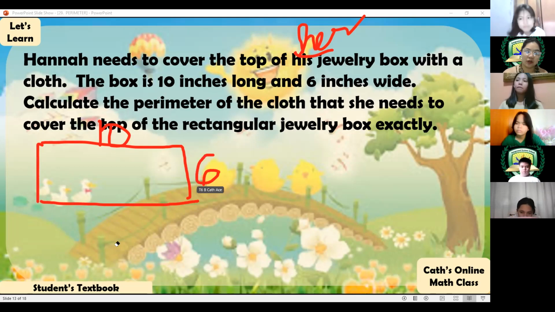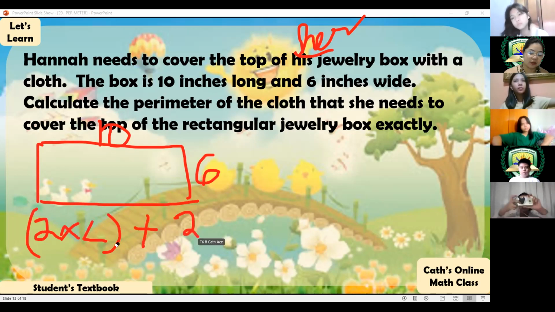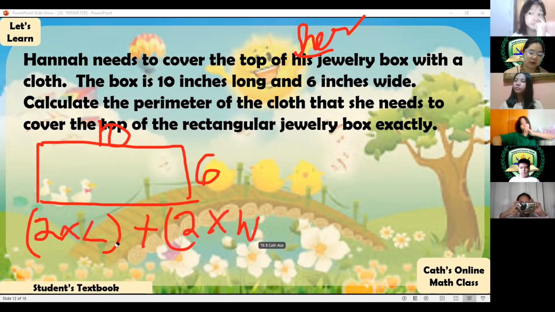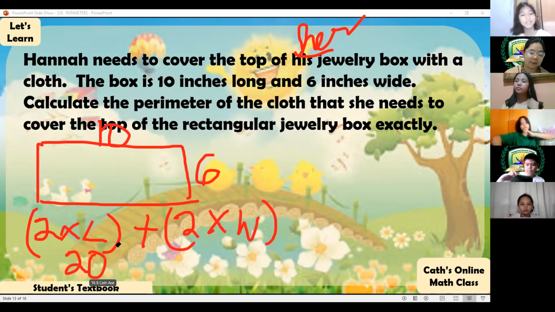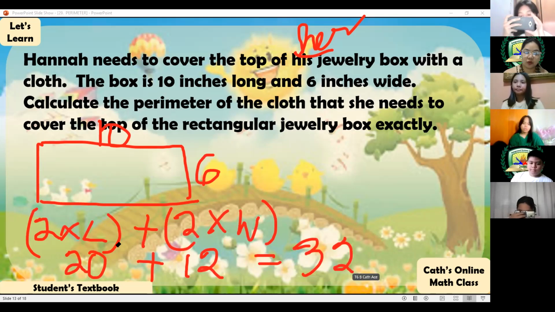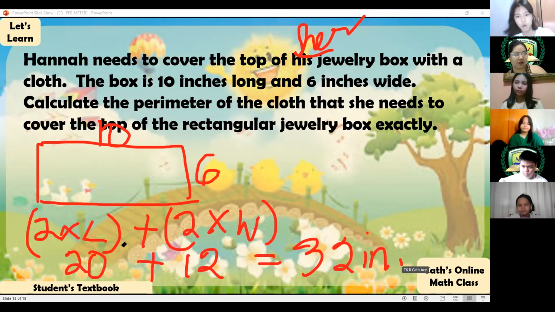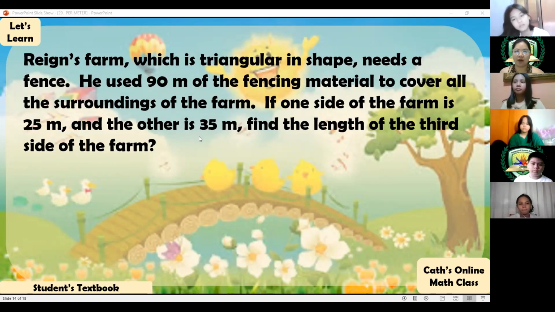Okay. Opposite side. Tama. So 2 times the length, plus 2 times the width. 2 times the length is ilan? 20. 2 times the width, we have 12. That's why you got 32 inches. Do you understand? Yes, sir. Ang dali, ano? Okay, how about this one?